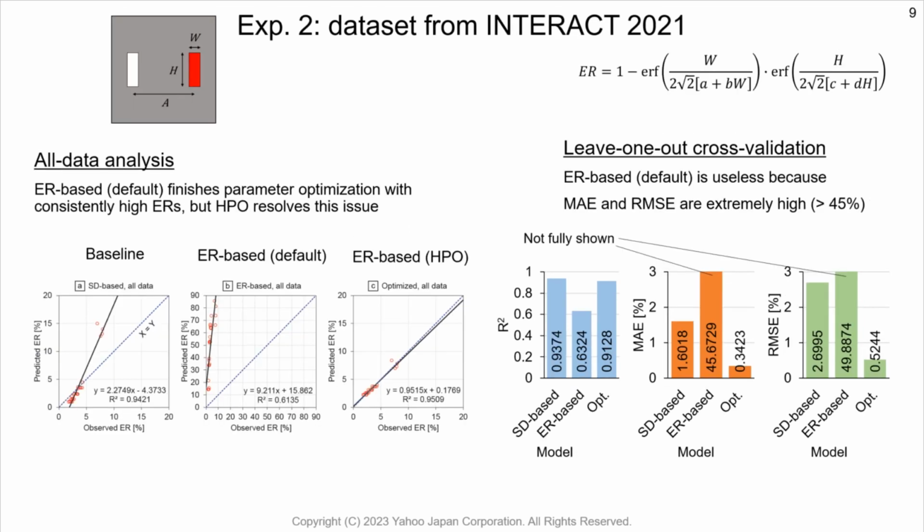Next, experiment 2 used rectangular targets. Interestingly, the ER-based method with the default setting shows consistently high error rates of up to 90%. Manual tuning of parameters to resolve this problem is costly, but using HPO automatically resolved this issue.